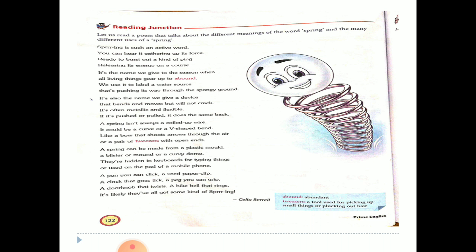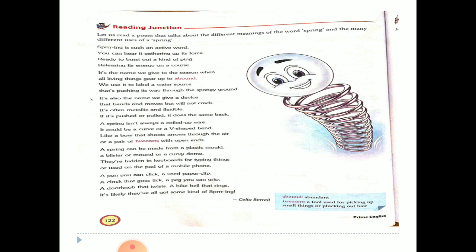They are hidden in a keyboard for typing things. If you have a desktop, then you must have seen your keyboard. It makes a clicking sound when you type something. So they have the hidden spring, or it is used on the pad of a mobile phone. On the button type of phone we used earlier, we have this kind of hidden spring in the keypad.